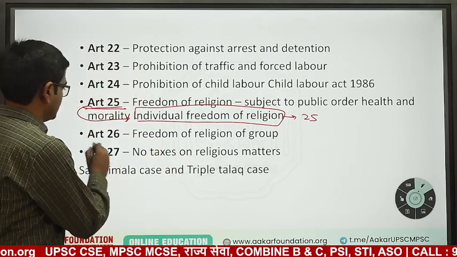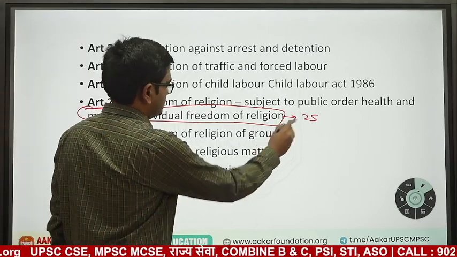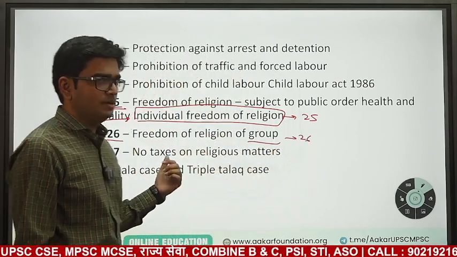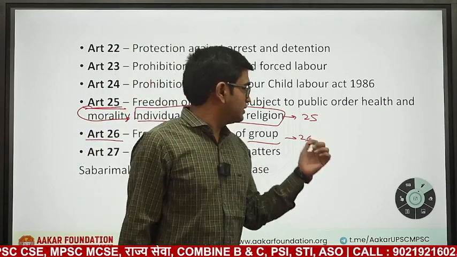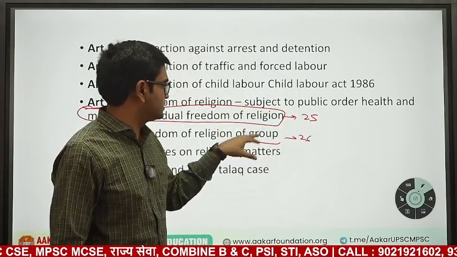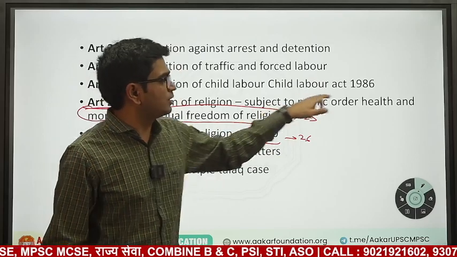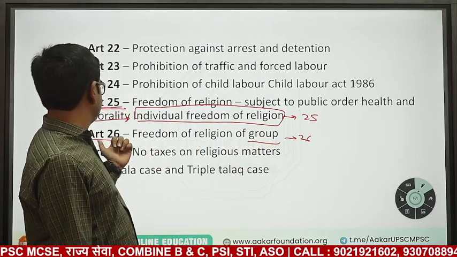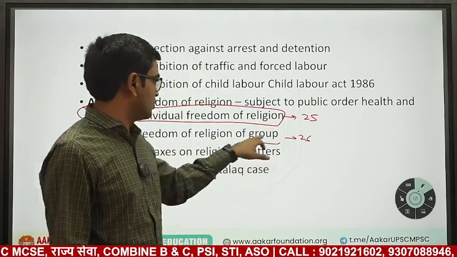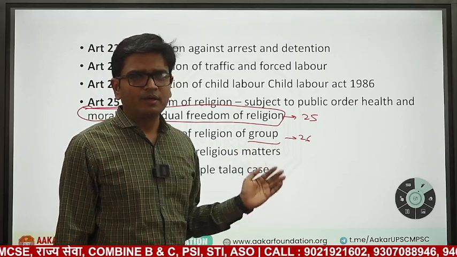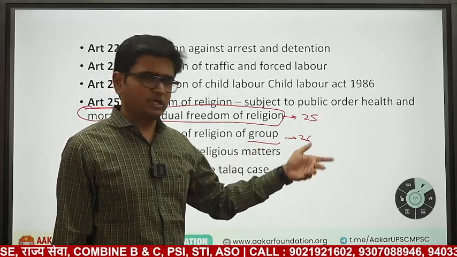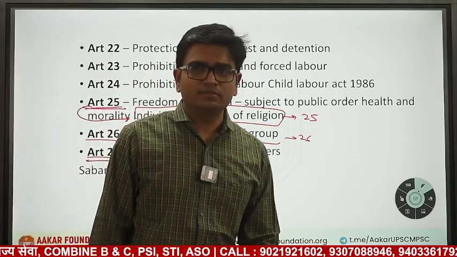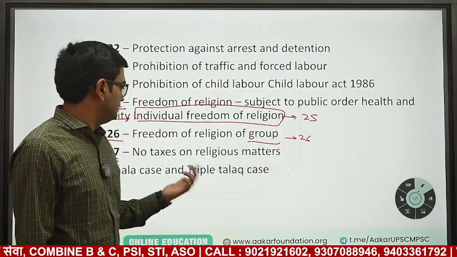Okay. Article 26 is freedom of religion of a group. Article 25 was for the individual, Article 26 is for the group. The restrictions on 25 and 26 are the same: public order, health and morality. They can own and acquire property, and they can manage their own religious affairs. Those are a few things given in Article 26. Article 27 says if there are any proceeds with respect to religion, they shall not be taxed if they are for promotion of religion.